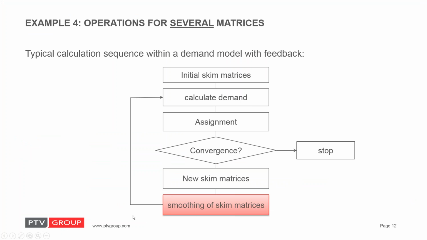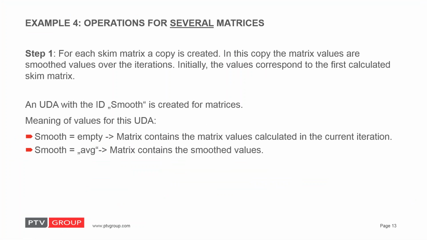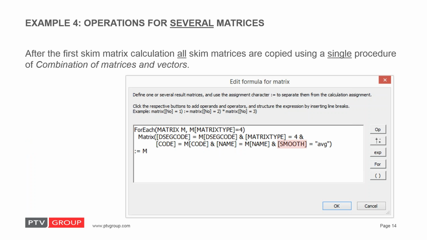So going back to our presentation, we have seen in this example that in the first step we have copied the scheme matrices. We have created new matrices, and these matrices later on contain the smoothed values. We have defined a user-defined attribute smooth just to distinguish between the 2 sets of matrices. We have also seen in that example that we have done a single procedure of combination of matrices and vectors to copy several scheme matrices.